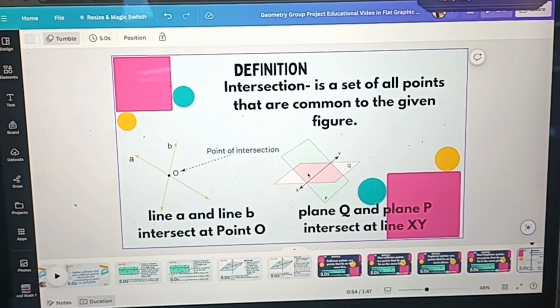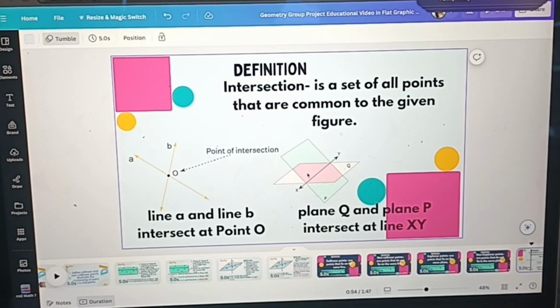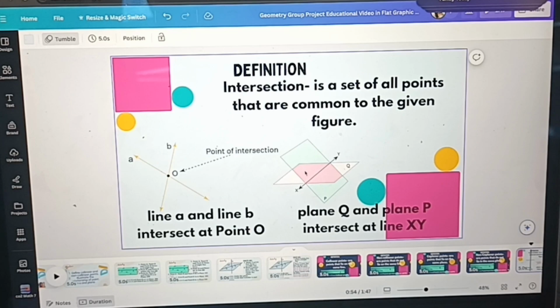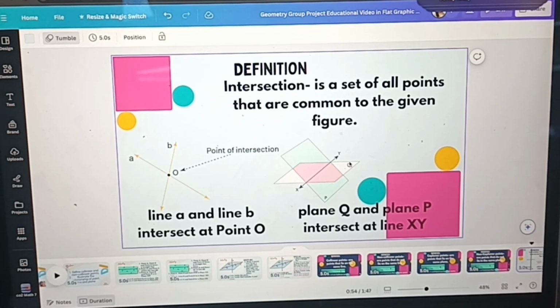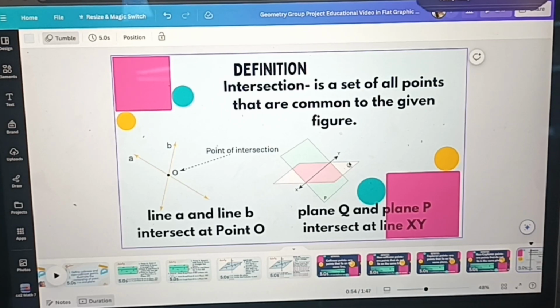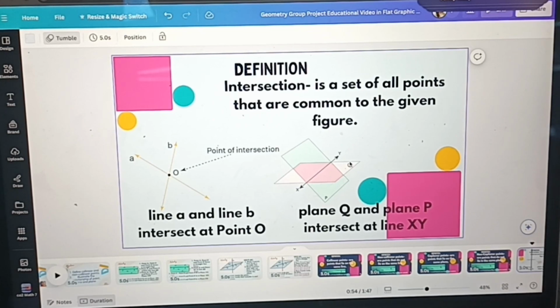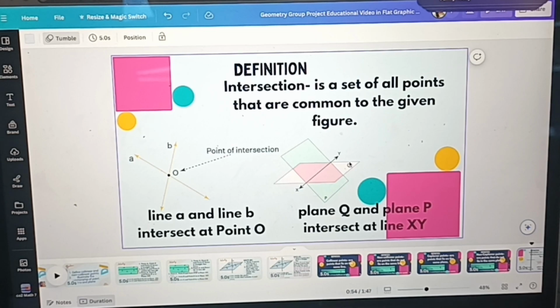Okay, now, in that given plane, here, in this given plane P and this given plane Q, imagine ninyo yung papel. Dalawang papel na pagdurugtungin mo yan siya. Hatiin mo na sa gitna. Tapos, idikit mo siya doon sa gitna. So, ibig sabihin, may line na nabuo dyan. Okay. At yung line na nabuo dyan, tinatawag yan siya ng intersection.